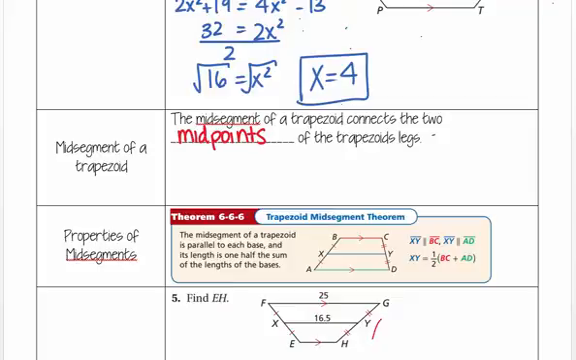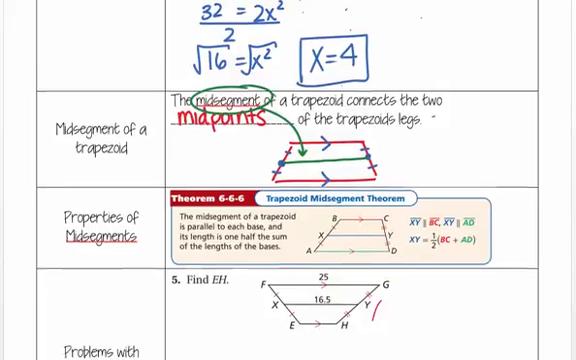So think about your trapezoid. Let's draw one here. Remember, these are the bases because they're parallel. These are the legs. So somewhere right in the middle of the legs, you're going to have the midpoint. The mid-segment is the line that connects those two. That is your mid-segment right there.